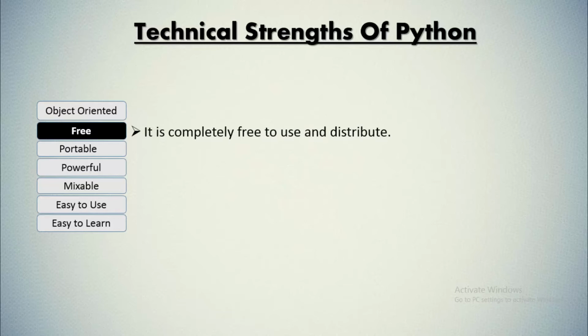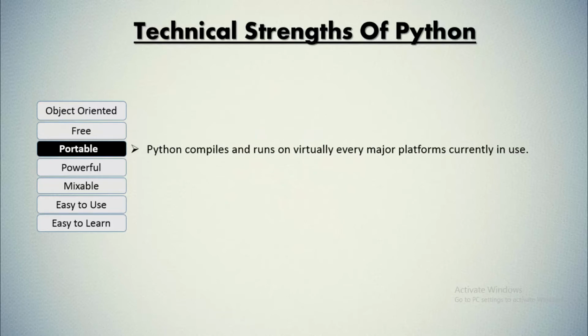Now, another important technical feature of Python is that it is developed under an OSI approved open source license, making it freely usable and distributable even for commercial use. Python's license is administered by the Python Software Foundation. Another important feature of Python is portability. You can use Python on a wide variety of hardware platforms and it has the same interface on all the platforms.